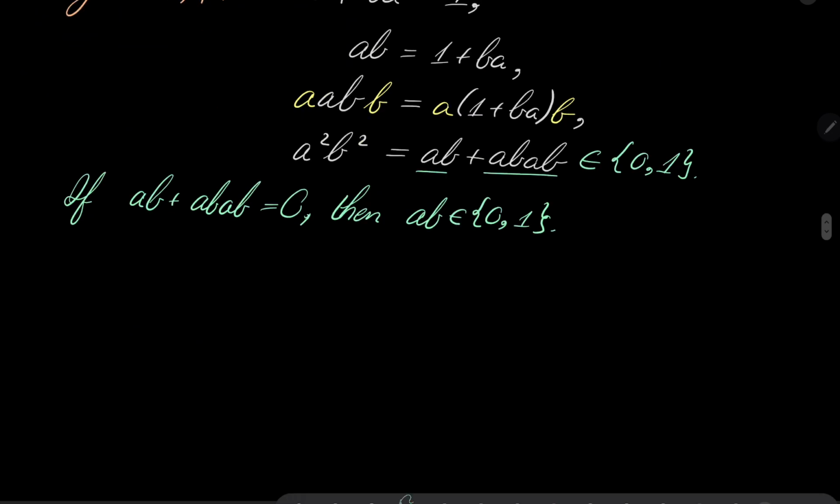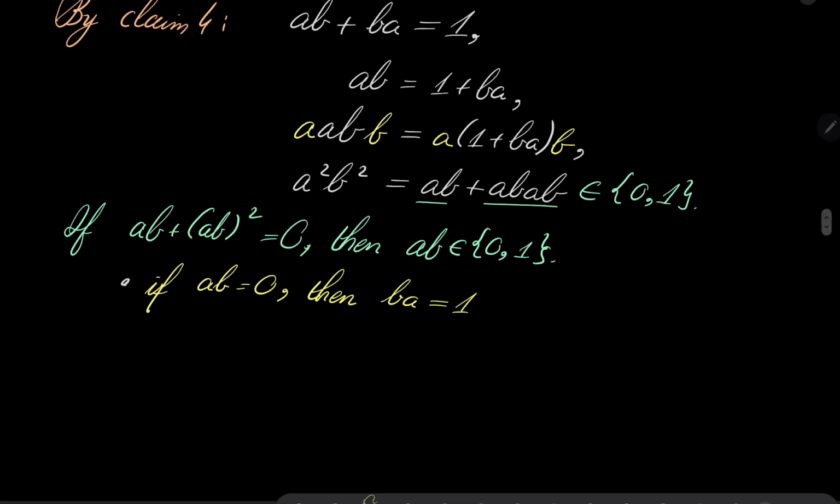Alright, let's consider these two cases, because AB times AB is AB squared. Let's consider these two cases separately. Well, if AB equals 0, well then BA equals 1. Yes, I'm taking this line right here, and then BA must be equal to 1.